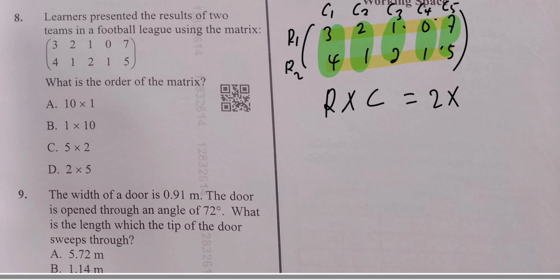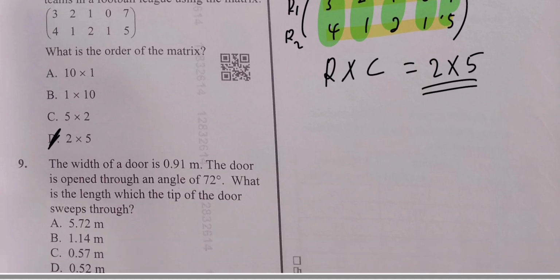So hopefully I think it's understandable. So you have 5 columns, so it's 2 by 5. So it's this one. Question 9.